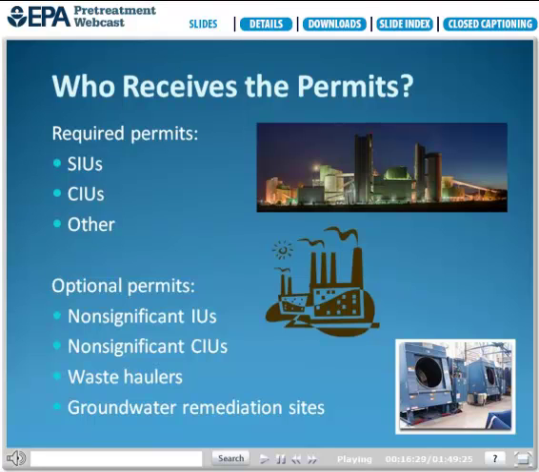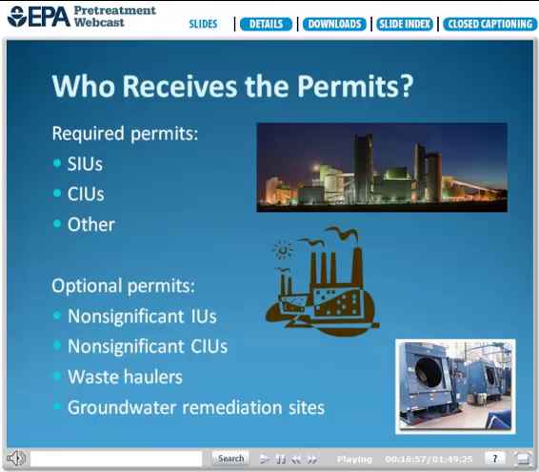But yes, SIUs in cities with approved pretreatment programs are required to be permitted. And beyond that, remember that the federal regulations require that a pretreatment control authority be able to deny and condition and control through a permit any industrial discharger. Let's focus just on the SIUs right now, and you'll discover how you can impose controls on smaller users later.